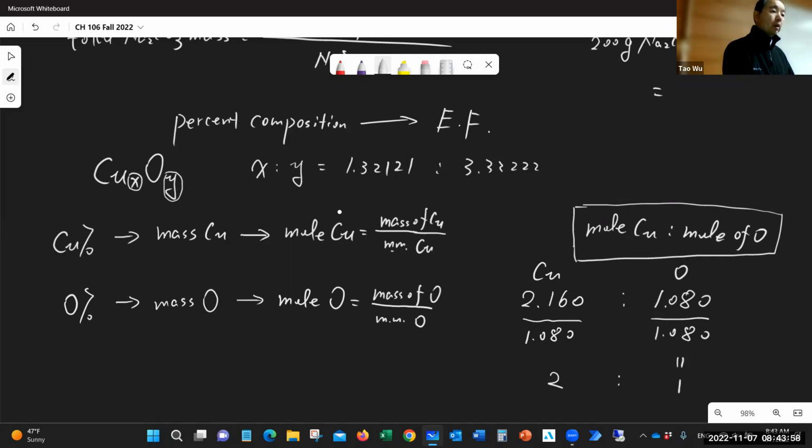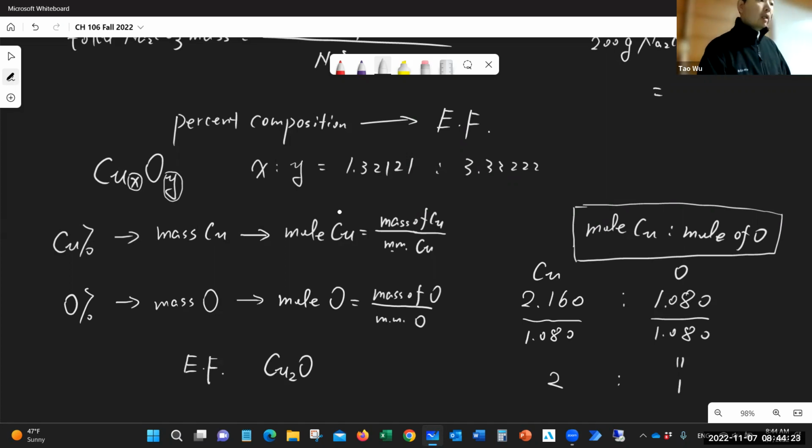So the copper is 2, oxygen's 1. Obviously, you need to put the 2 and 1 inside of this formula. Then the empirical formula for this case will be just Cu2O. That's going to be the empirical formula.